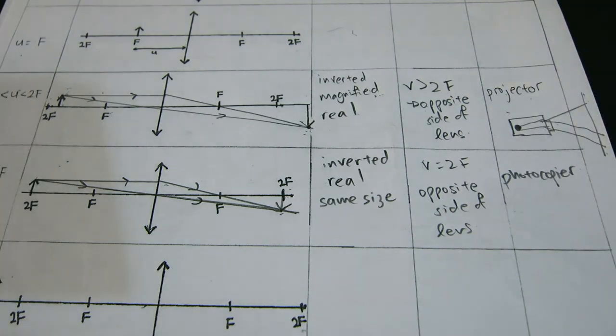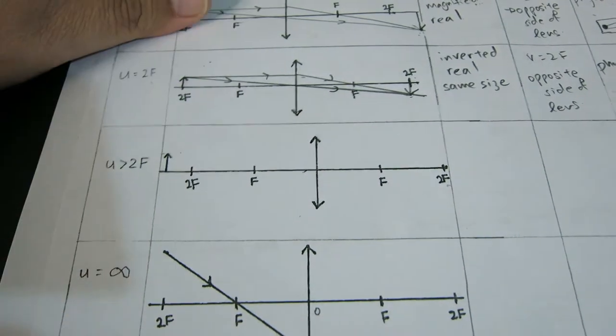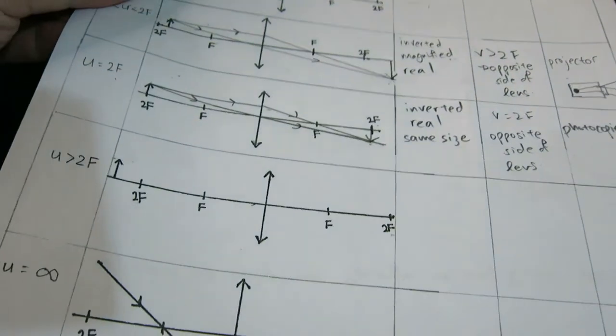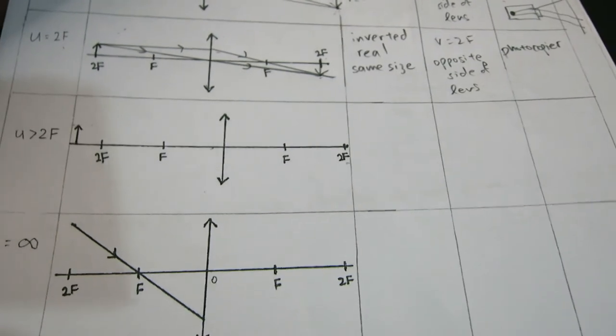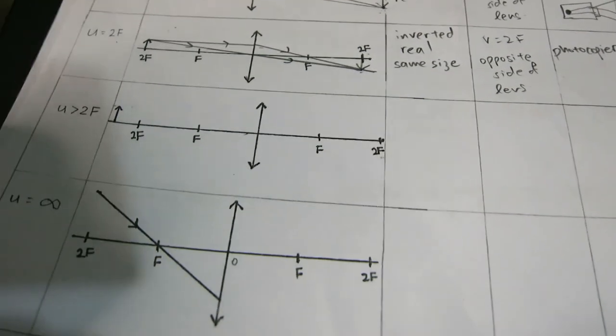Now I'm going to run through the same steps for the rest. It's just that I place the object at different positions and we'll see what kind of image I get. Alright, I want to save a little bit of time. I think the video is running a bit long, so I will just cut when I've completed it.